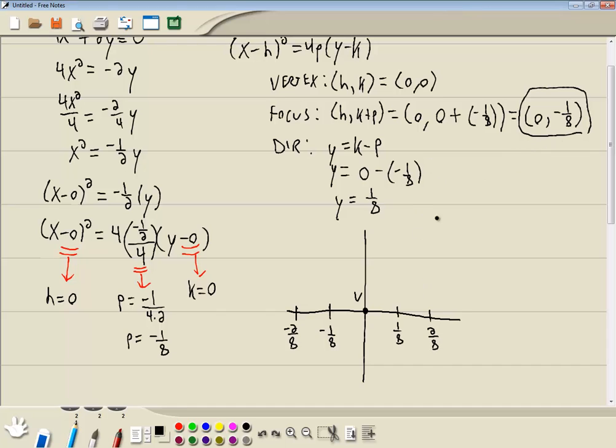Okay, our focus is 0, negative 1/8, which would be right down here. So that's our focus. Our directrix is y is equal to positive 1/8. And so again, if this distance here is 1/8, then this distance is 1/8. I must graph that wrong. I actually do know how to plot points. Just wasn't doing it right there to begin with.